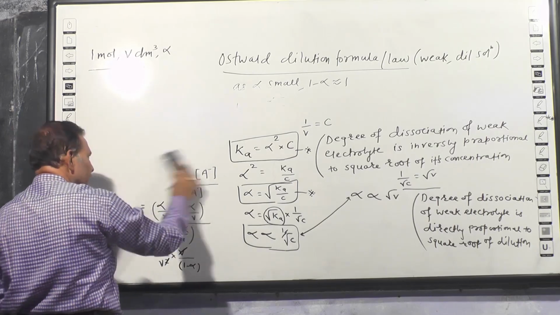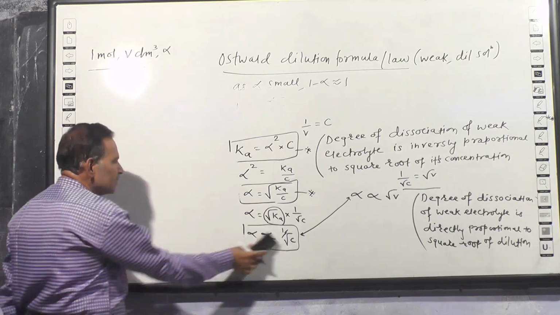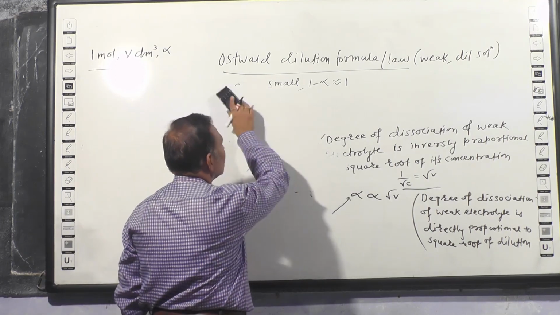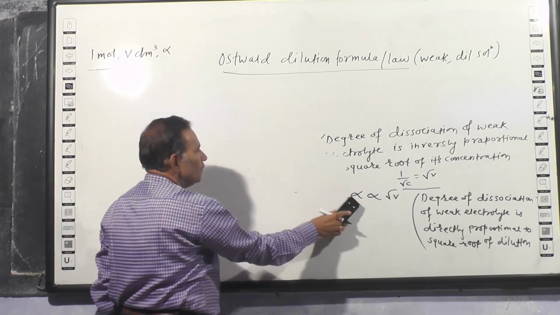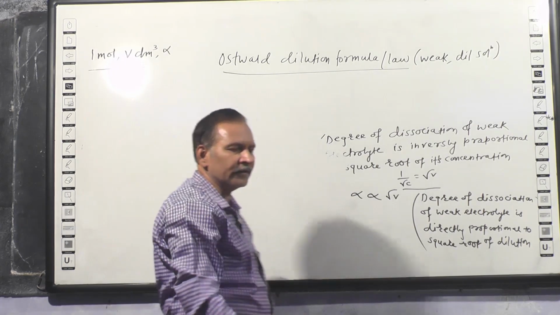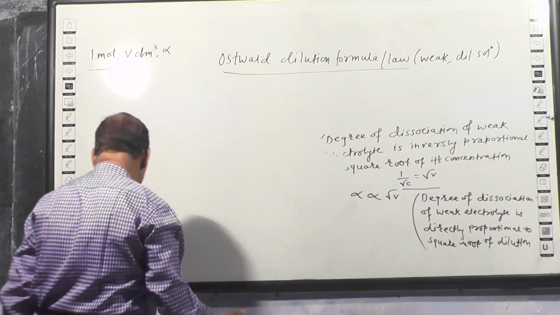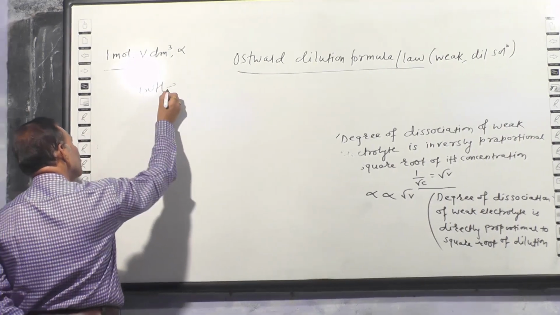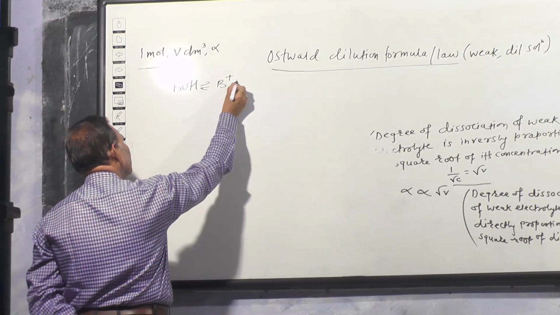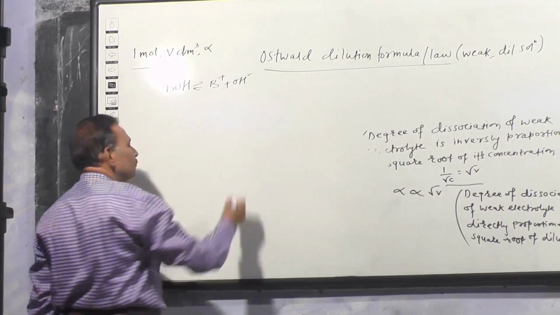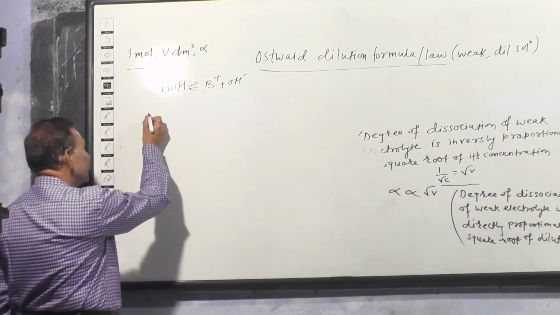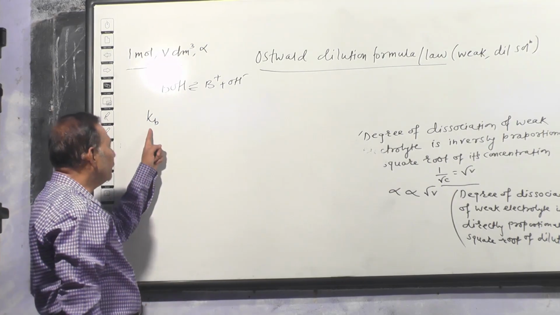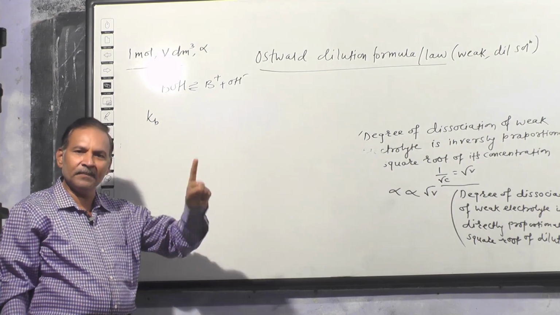Now, a similar derivation can be done for a weak base. We will not solve it in detail. I will simply tell you the formulae we get by solving this. So, BOH is a weak base. Similarly, you can write the equilibrium reaction of this as B plus and OH minus. Being a base, we replace this A by B, so this is Kb, the equilibrium constant for a weak base.